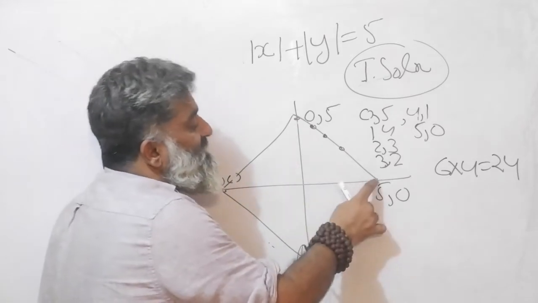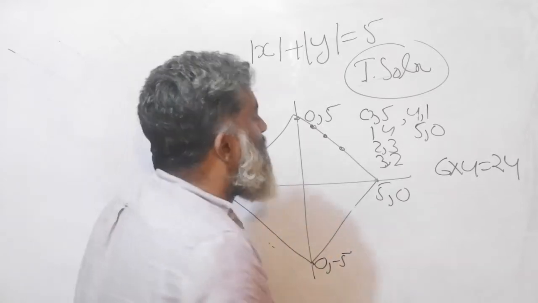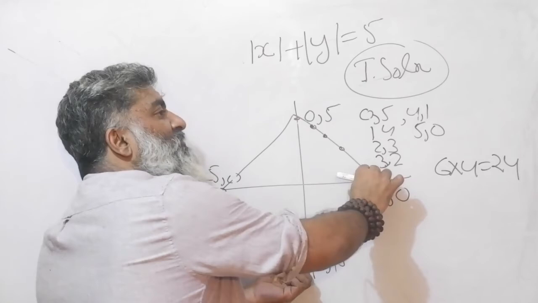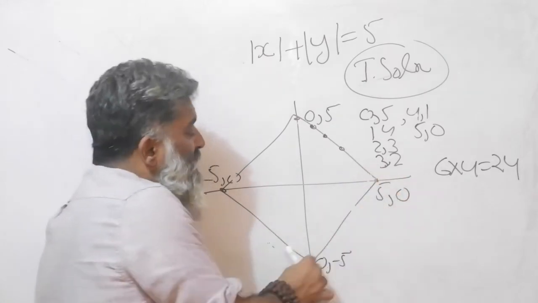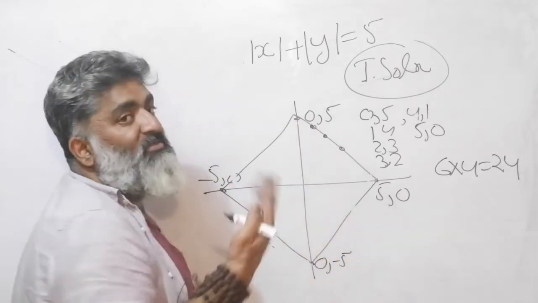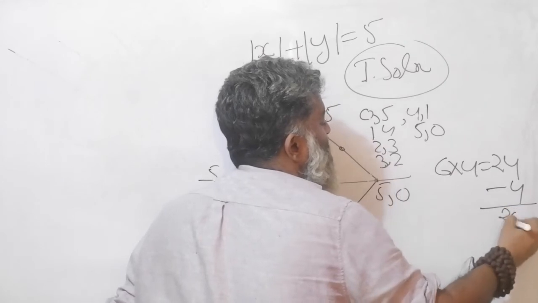This point and this point and this point and this point are being counted twice. How are they being counted twice? For example, this location was counted in this story and will be counted again in this story. This location was counted in this story and this story, right? So these 4 points are being counted twice. I should subtract and my answer will be 20.